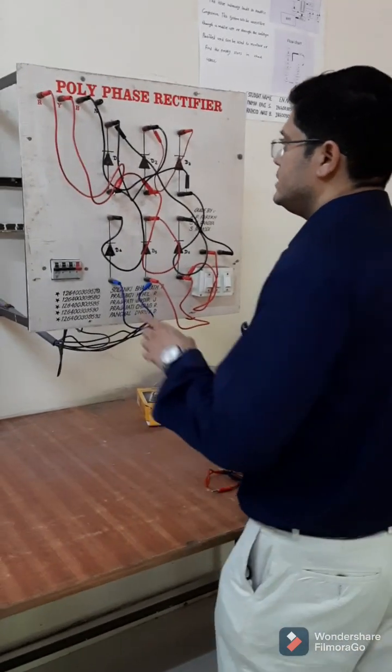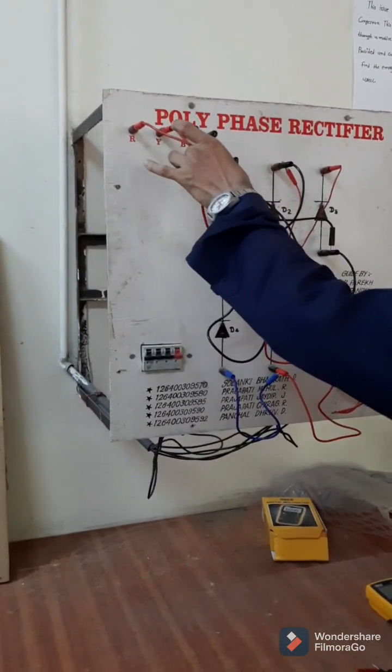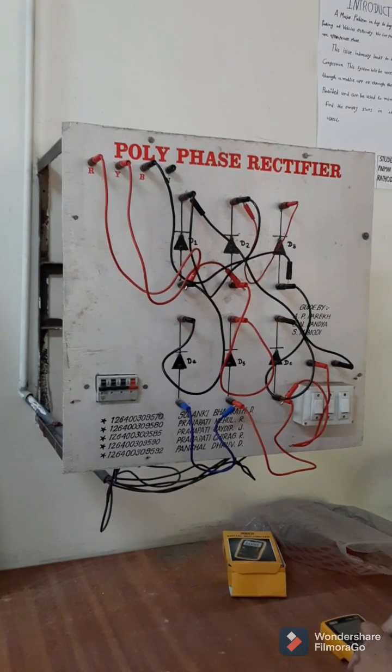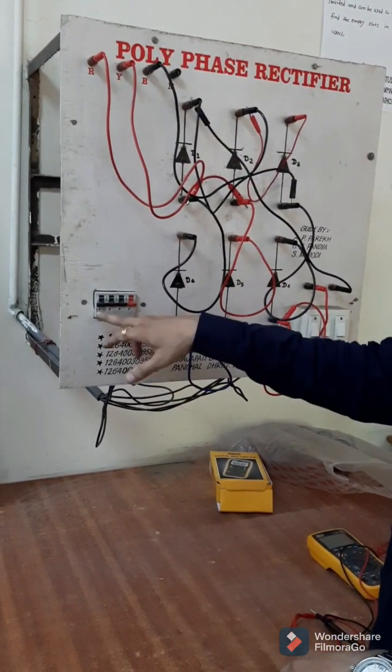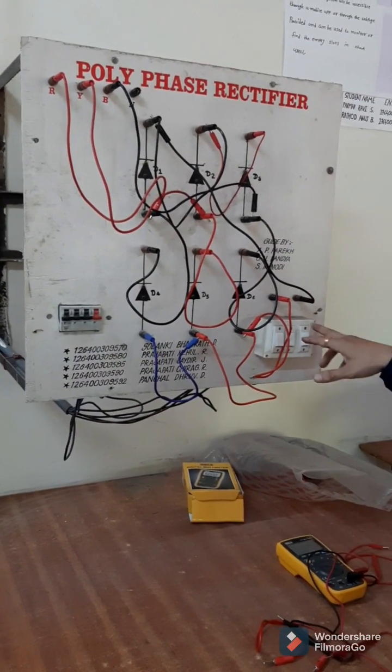Okay, so we will start with the supply again. So this is our supply, R, Y, B 3 phase, and here a neutral is also given. Neutral we are not going to use right now. We have this 3-phase supply that can be controlled by using this 3-pole MCB. Then we have the load.